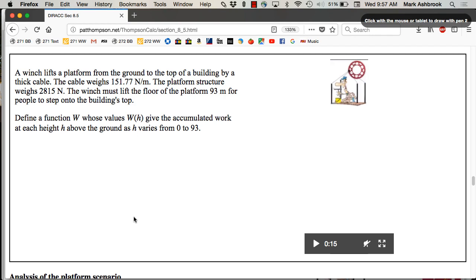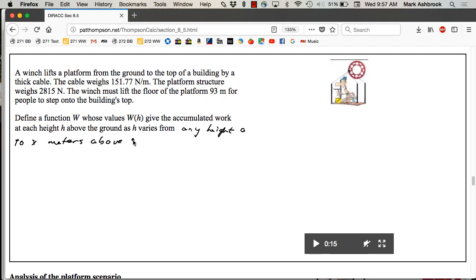I want to adjust this as h varies from any height, we want to do the most general broad thing, any height, say A, to X meters above the ground. This is an A. That's an X.